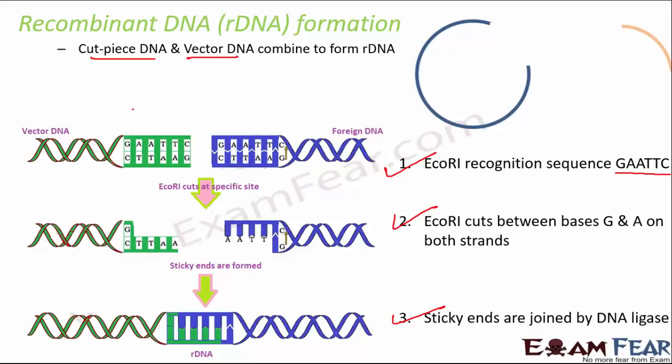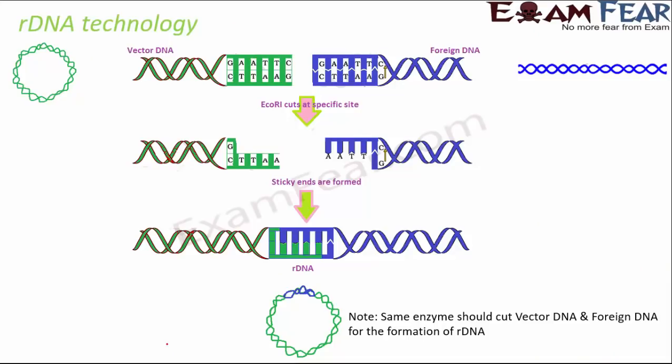So the green part shows the vector DNA, the blue part shows the foreign DNA, or basically the desired DNA from where a cut piece is obtained. And in this fashion, both of them join together to form the recombinant DNA. So you often get questions on recombinant DNA technology. So you should be aware of the functions of restriction endonucleases, DNA ligase, DNA polymerase. So you should know their functions. Okay, so that was the recombinant DNA technology.